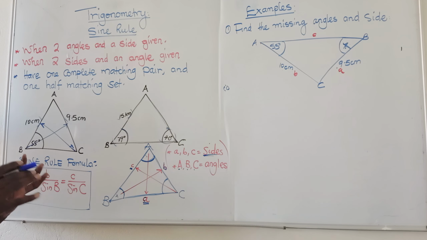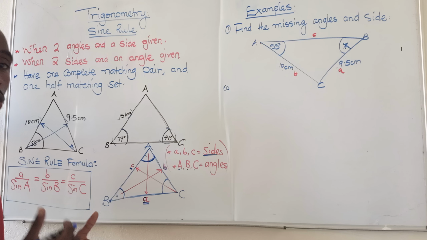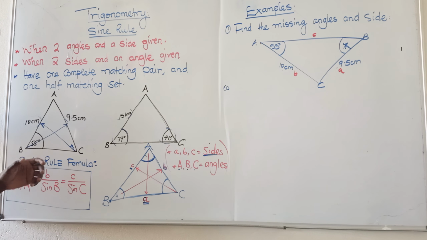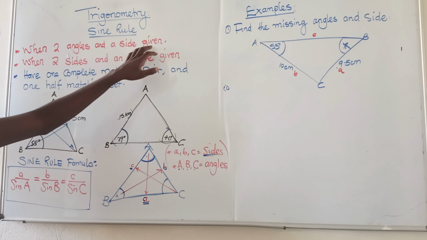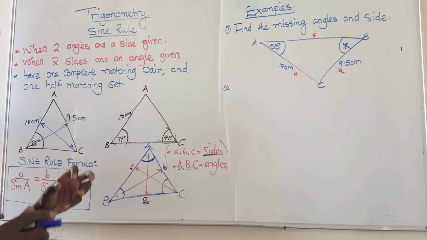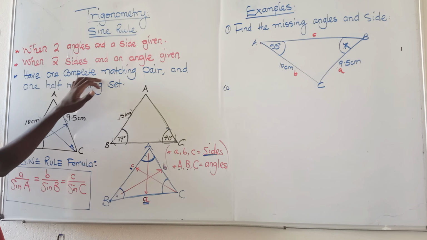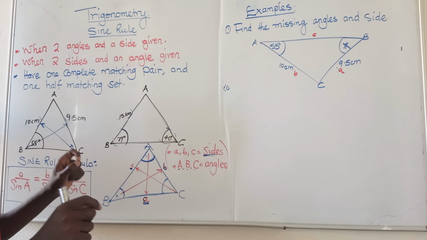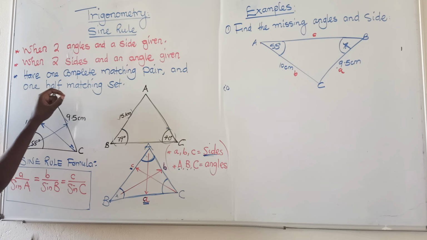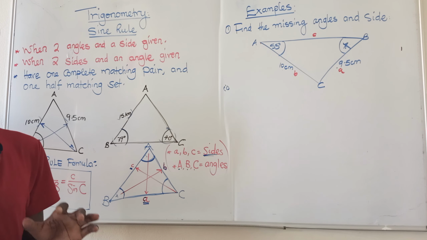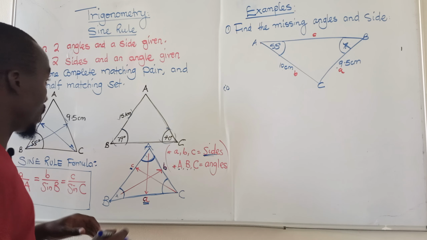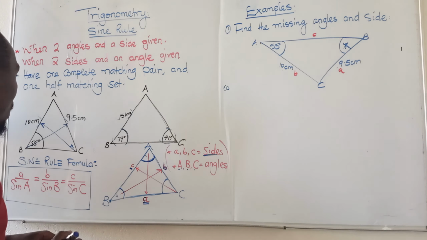So today we are looking at trigonometry, and our concentration is on the sine rule. Okay, so how can you tell that it is the sine rule that you need to use? Number one, when two angles and a side are given, and also when two sides and an angle are given, then you know that it is what? Sine rule. Also, when one complete matching pair and one half matching set are given, you can tell that you're dealing with the sine rule.